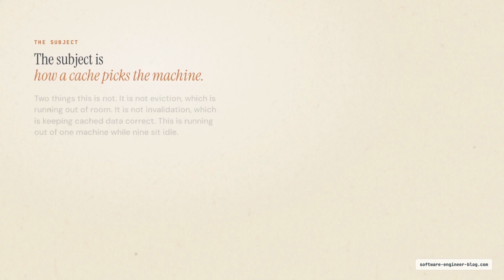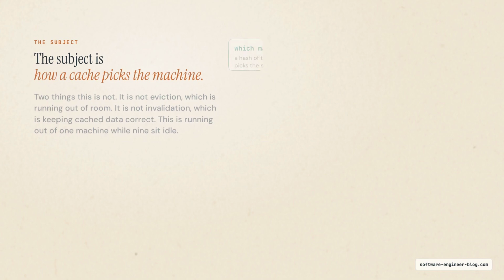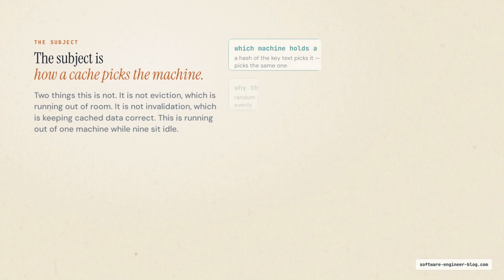The subject today is how a distributed cache decides which machine holds a key. That sounds like a small detail. It is the whole story. We will cover 4 things. First, how a key is assigned to a machine. A hash of the key text picks it, and the same key always lands on the same machine.